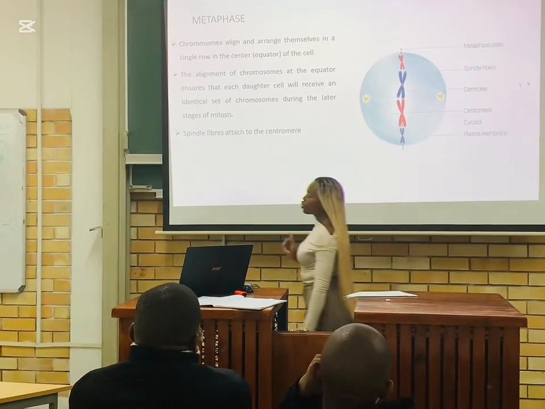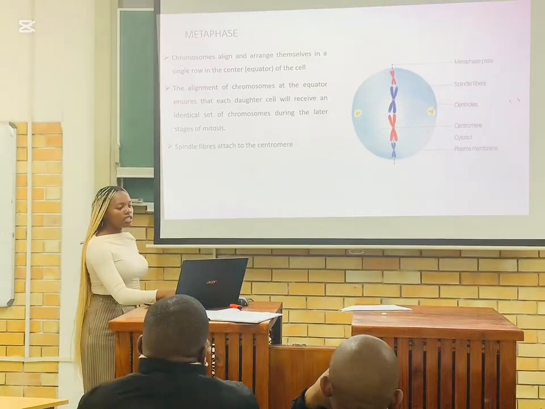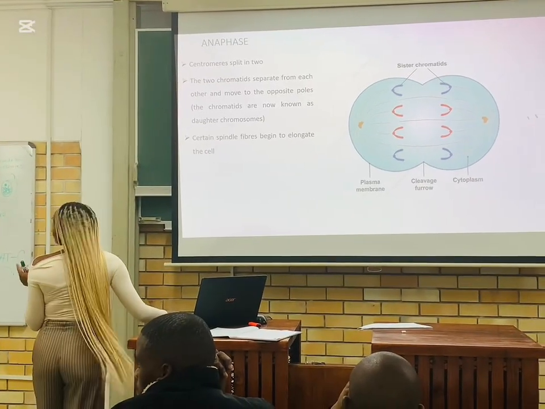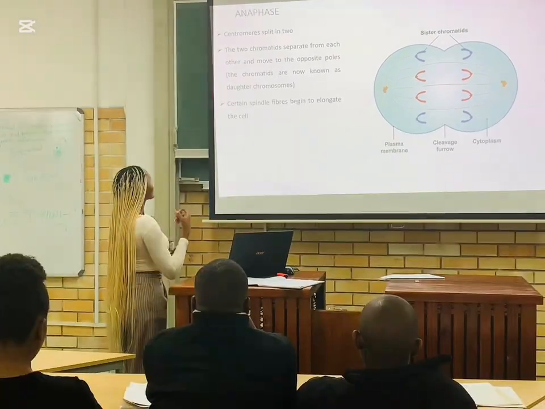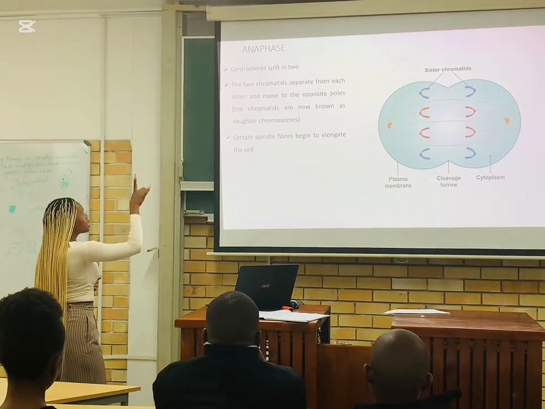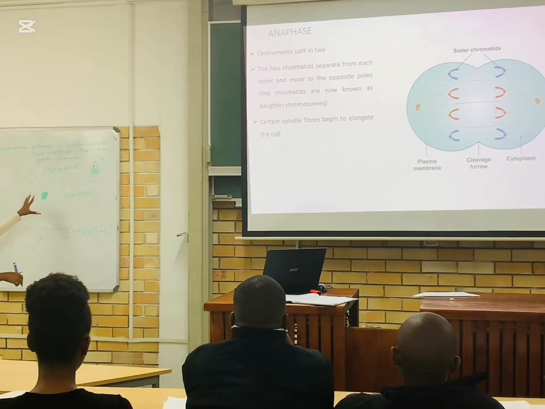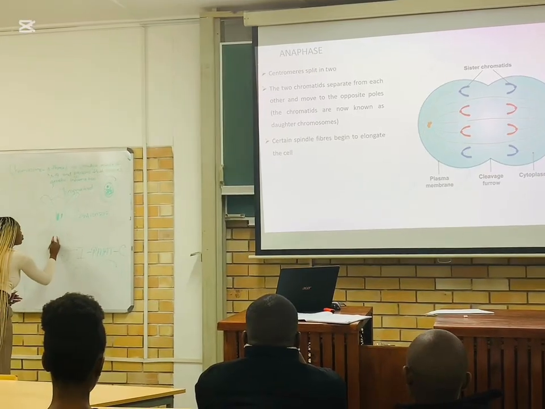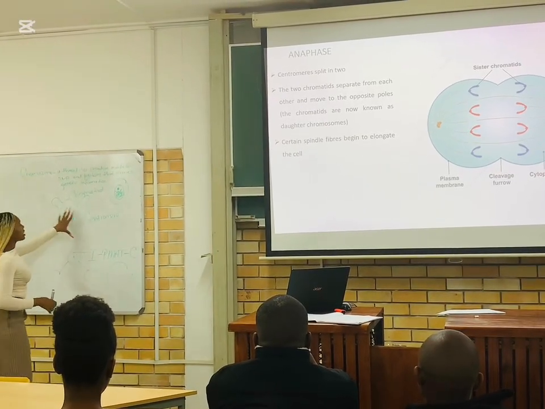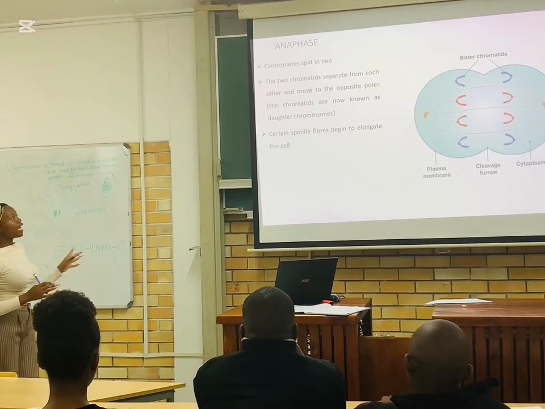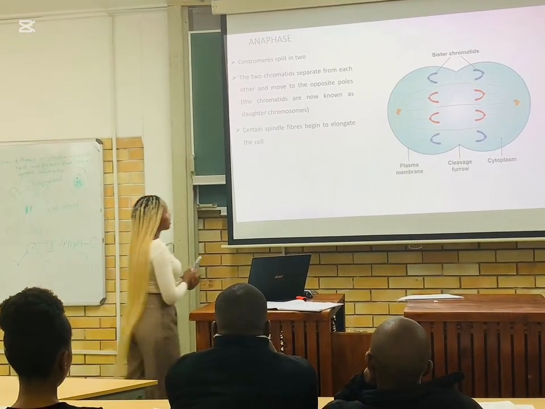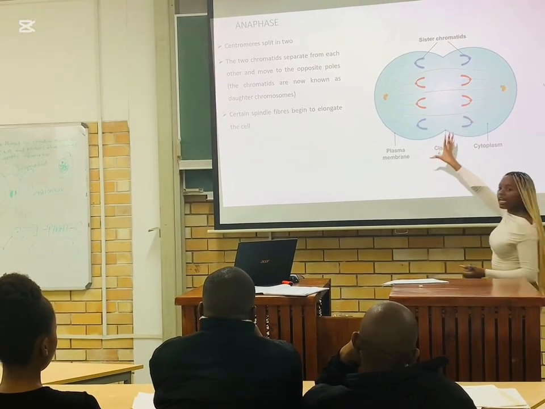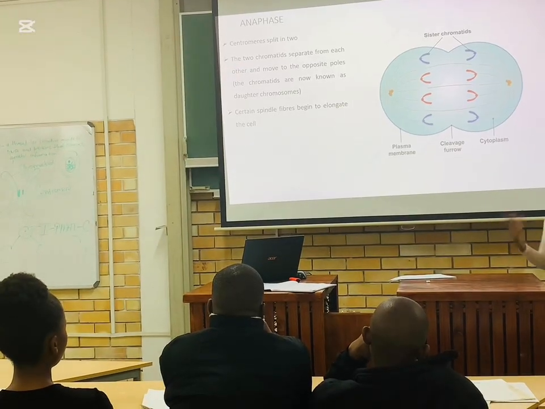Now moving on to the next stage of mitosis, we have anaphase. In anaphase, this is whereby a centromere splits into two. What do we mean by centromere splitting into two? You remember that our chromosome is joined together by a centromere, right? So when it splits into two like this, we're going to have this chromatid and this one separating from each other and moving to the opposite poles. These chromatids are also known as daughter chromosomes, or you can call them sister chromosomes.